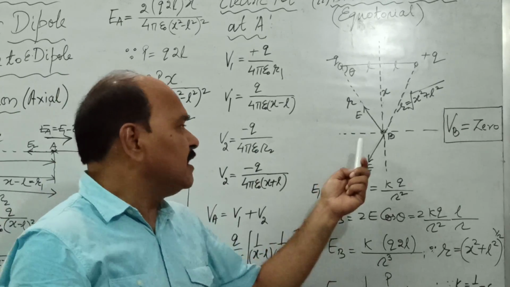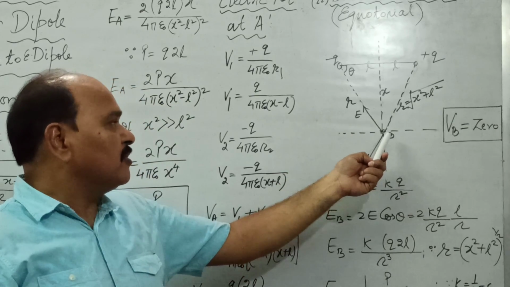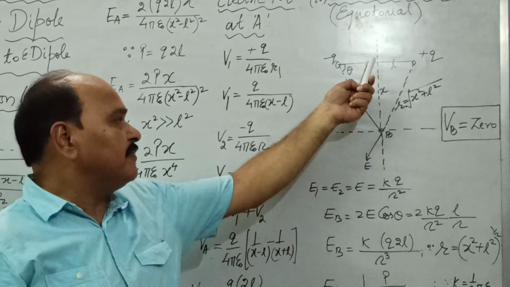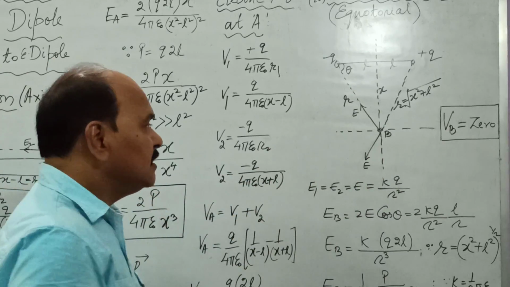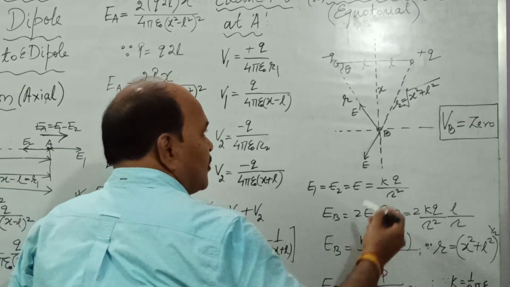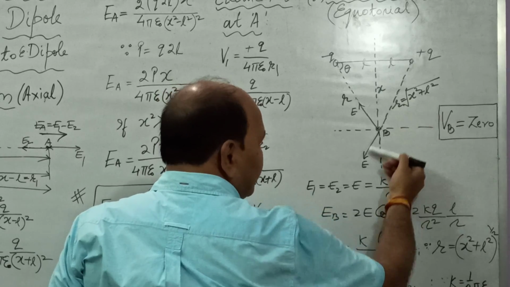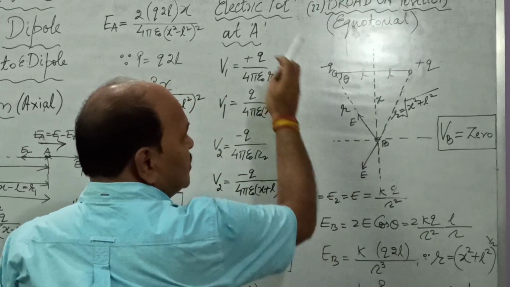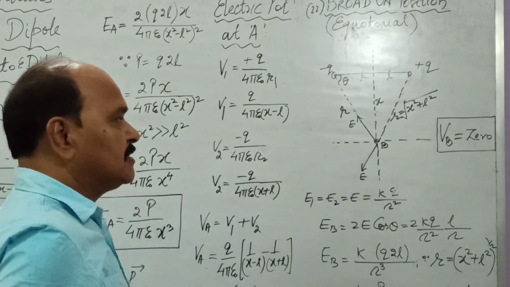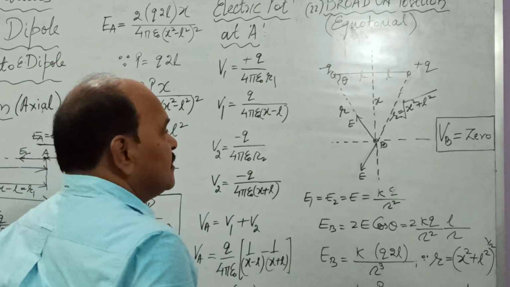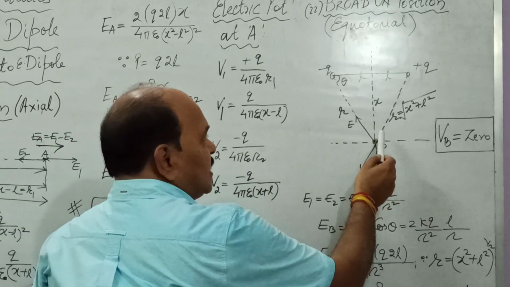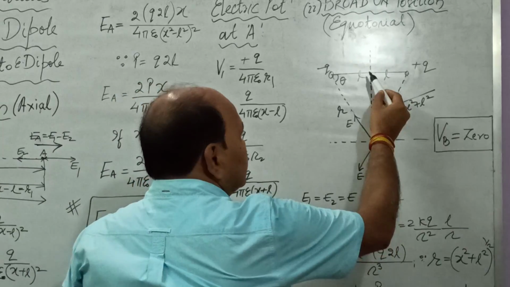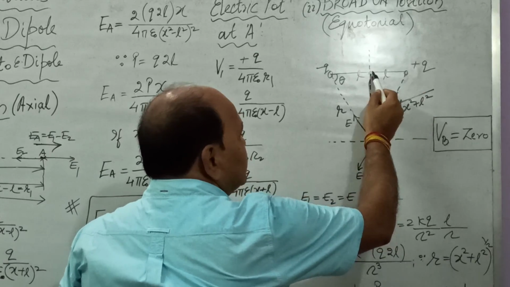Well, what is the electric field intensity at any point over broad-on position? Let us take an arbitrary point B. Electric field intensity because of this positive charge would be away from the charge, and electric field intensity because of this negative charge would be towards that negative charge. Well, this point B is at a distance x from the dipole, that is from the center of the dipole, and this distance is L, this distance is L.